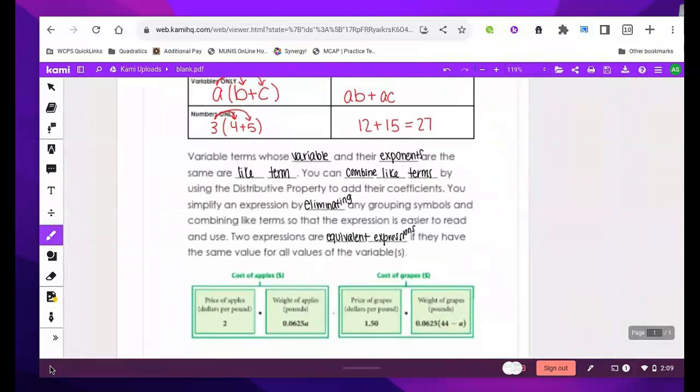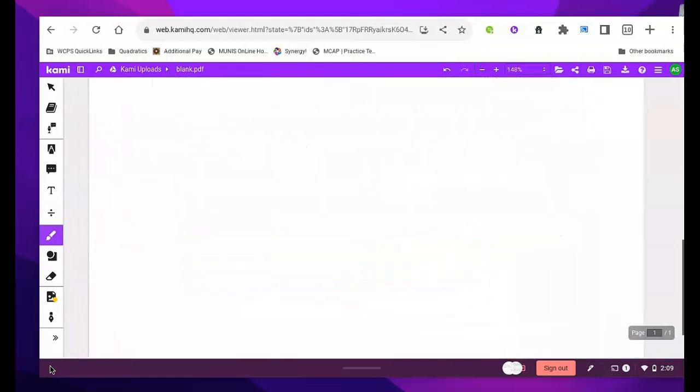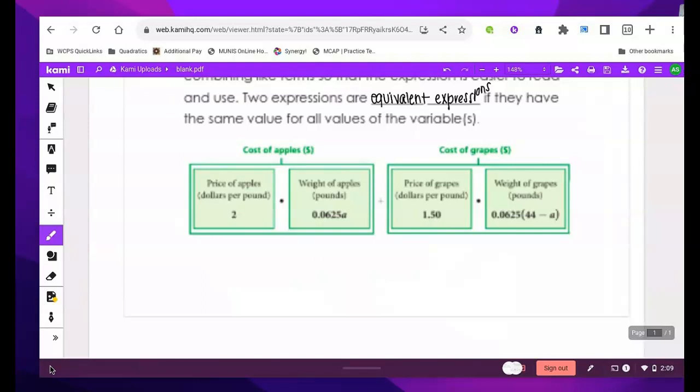So go ahead and pause the video and get caught up if you need to. If not, we're going to go ahead and look at the example. So we're looking at the cost of apples and the cost of grapes. So the cost of apples in this example, we can do 2 times 0.0625A plus our cost of the grapes, 150, times 0.0625A times 44 minus A.